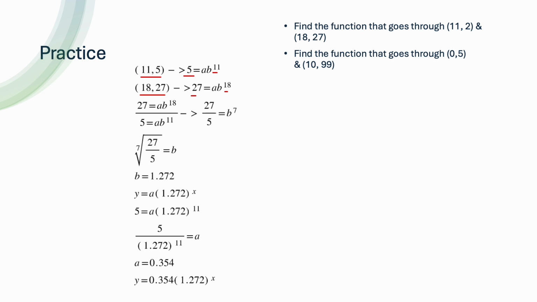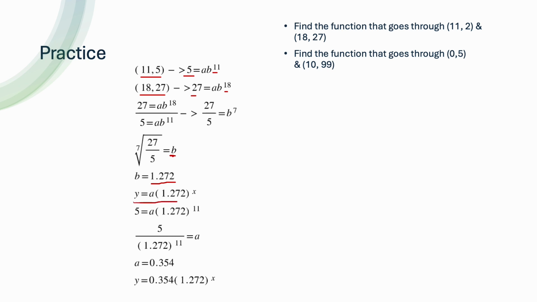We get 27 over 5 is equal to b to the 7th. And now these are scary numbers, but in reality, we're going to have our calculators. So you can just plug this into your calculator, and it's not really that bad. So we're going to take the 7th root of b to the 7th, and 27 over 5, to isolate the b. So we have the 7th root of 27 over 5 is equal to b. And that's going to be equal to about 1.272.